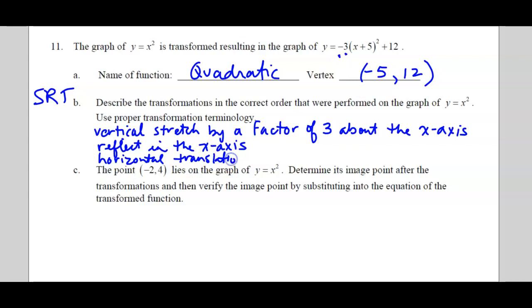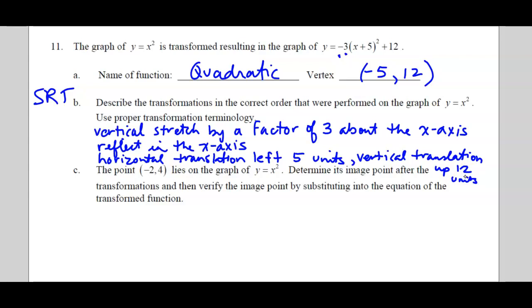Okay, so take a look at the vertex. It's now negative 5. So that's left 5 units, because the original vertex was 0, 0. And then vertical translation. Now the vertex is at positive 12, so that's up 12 units.